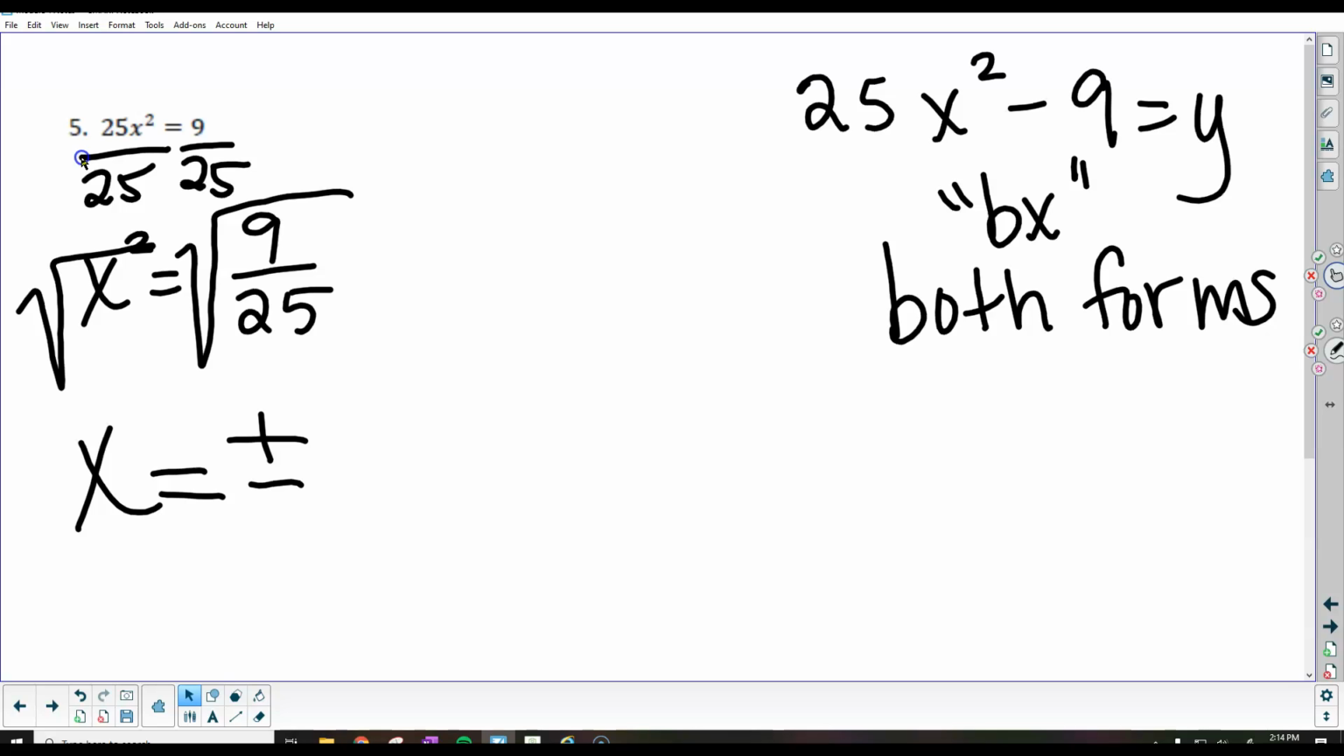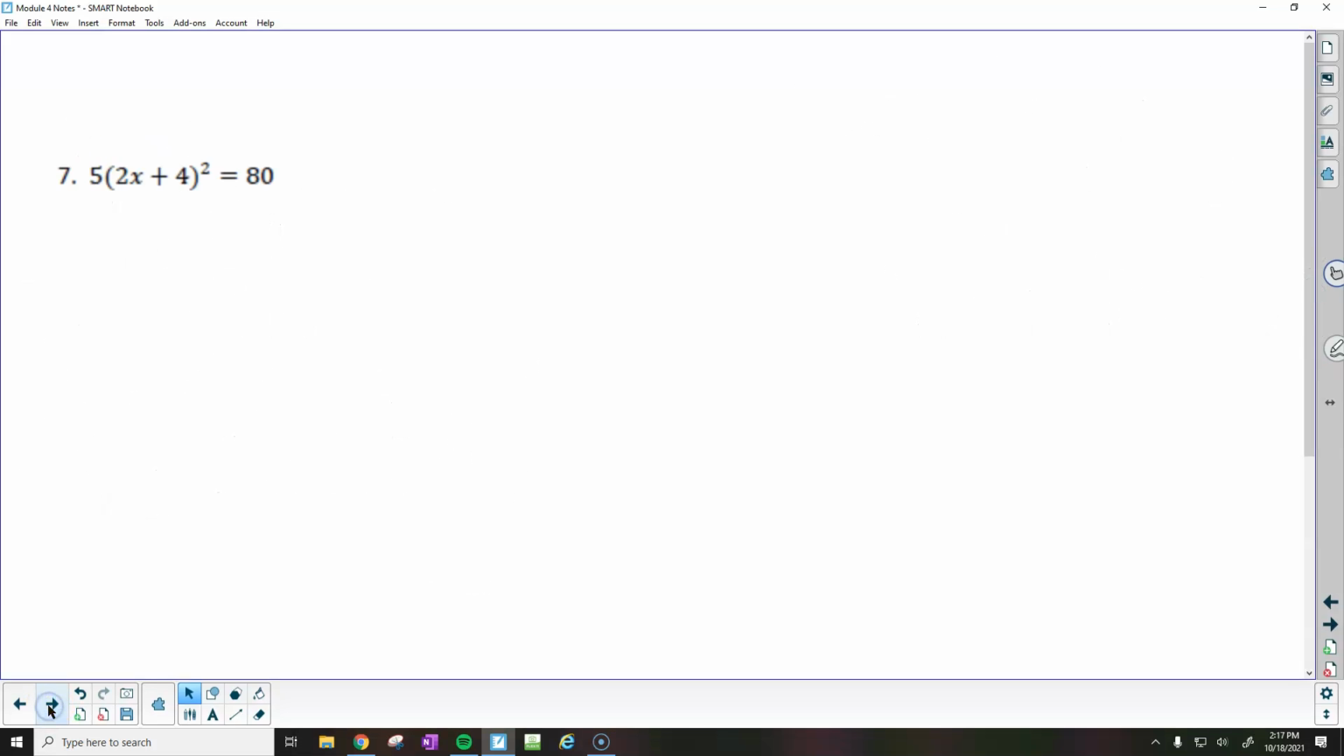Guys, that's a perfect square. What's the root of 9 over 25? Very good. 3 over 5. So, does this quadratic cross the x-axis? Yeah, it really does. It crosses it at the positive 3/5. So, let's look at number 7.